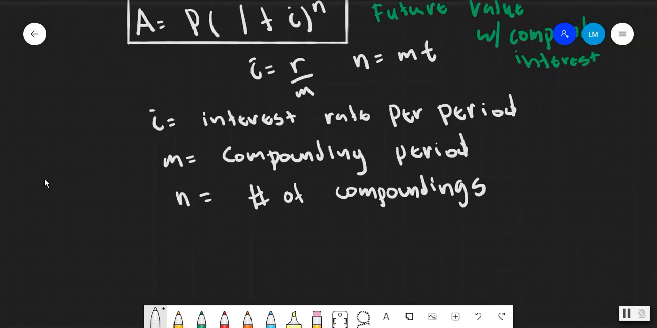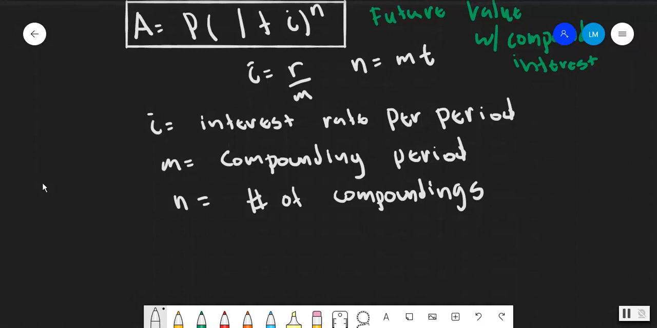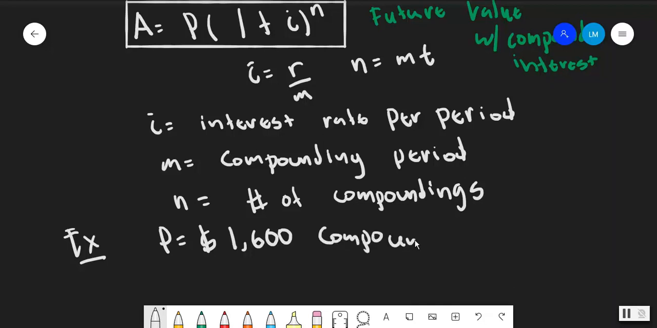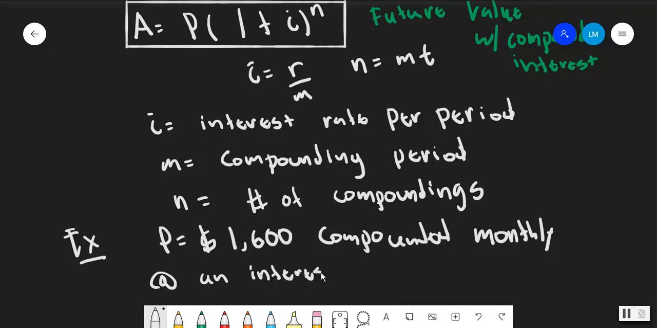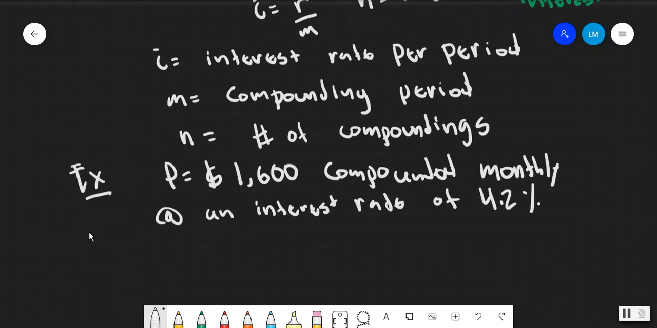So with this, we can say, for example, let's say that we know you have $1,600 as the principal, and let's say this amount is compounded monthly at an interest rate of 4.2%, and that's going to be done for 7 years.